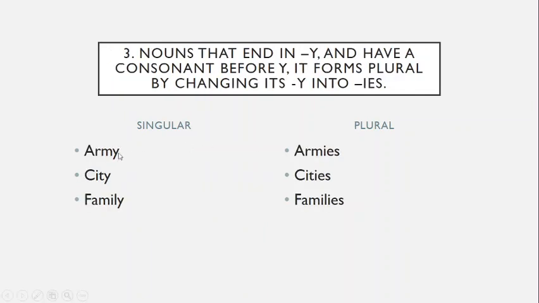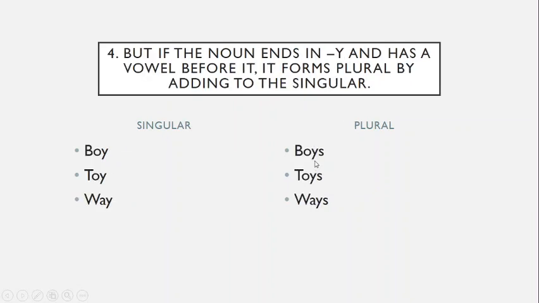In the previous rule, if the letter before the y was a consonant, we added ies, and if the letter before the y is a vowel, we will add only s. We will add only s and it will become plural. Toy, y is at the end and before the y there is a vowel letter. So we will add only s.